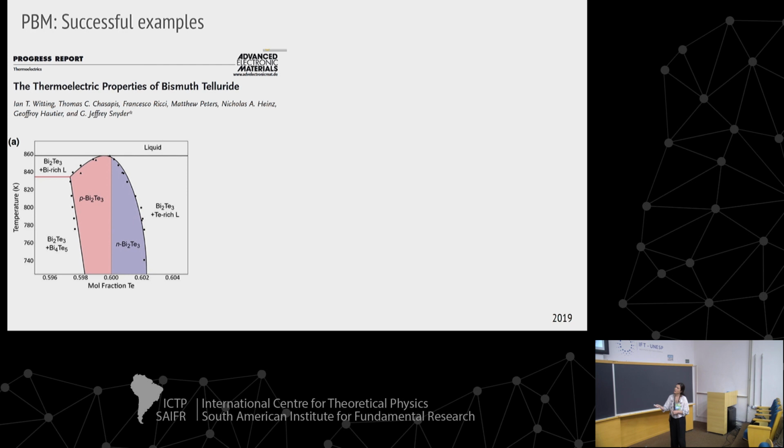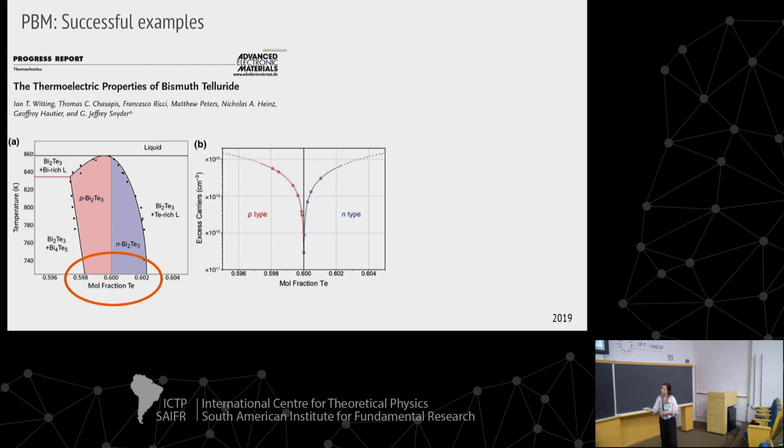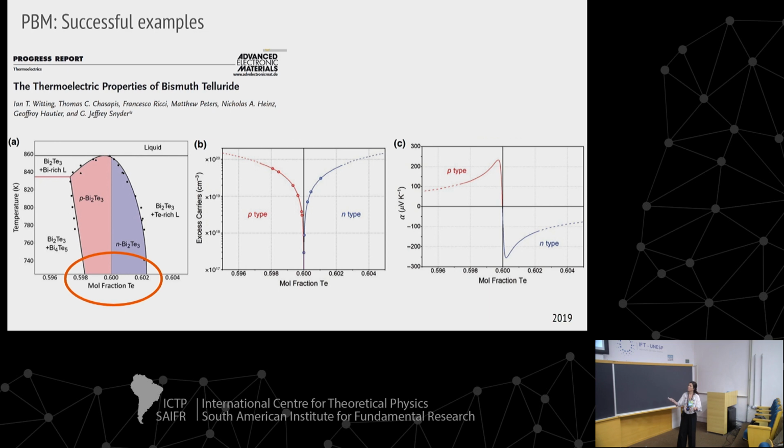Another example is bismuth telluride, where once again they could obtain both P-type and N-type conductivity in this material. And you can see here that this was possible by just changing a very tiny fraction of tellurium in the material. So they could jump, explore, or access these different thermodynamic states, and once again change the type of carrier concentration in this material. And again, the Seebeck coefficient also changed a lot.